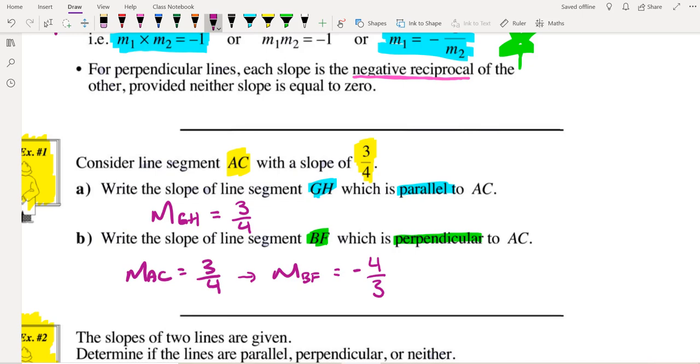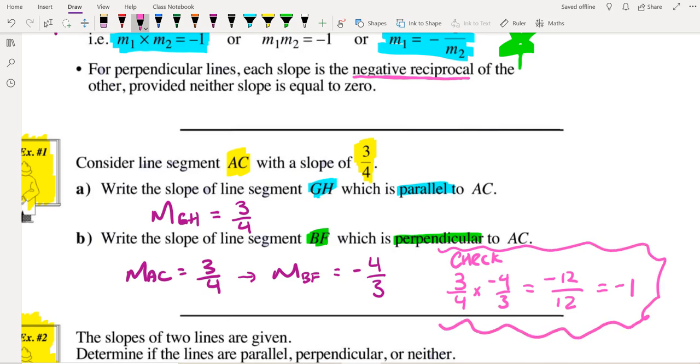We can check if we've done this correctly. So we can do a little check. Right? So if it's perpendicular, 3/4 times -4/3 should equal -1. Multiply the tops together, we have -12. Multiply the bottoms together, we have 12. This is equal to -1. So we just checked and we made sure.